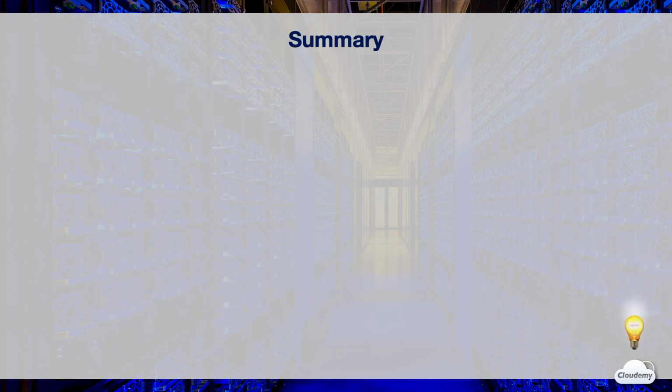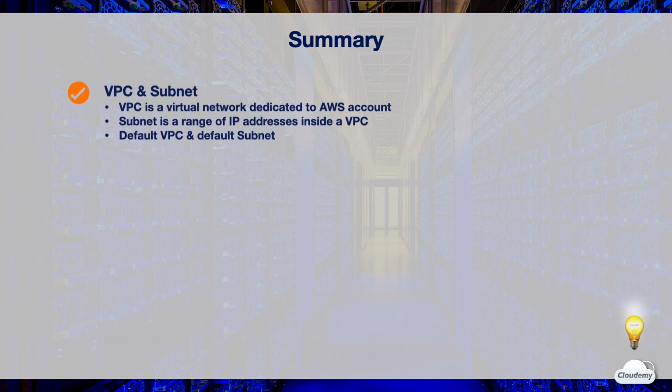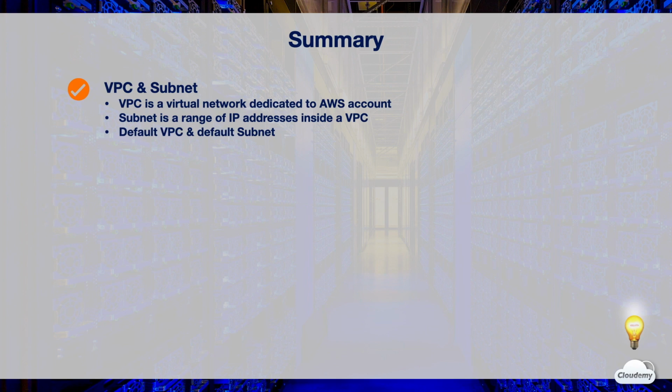In this episode, we've learned the basic concept of EC2 networking and security. A VPC is a virtual network dedicated to your AWS account. A subnet is a range of IP addresses inside a VPC. When you create an AWS account, you have a default VPC in each region, and default subnet in each availability zone. You can directly launch EC2 instances inside a subnet in a VPC.